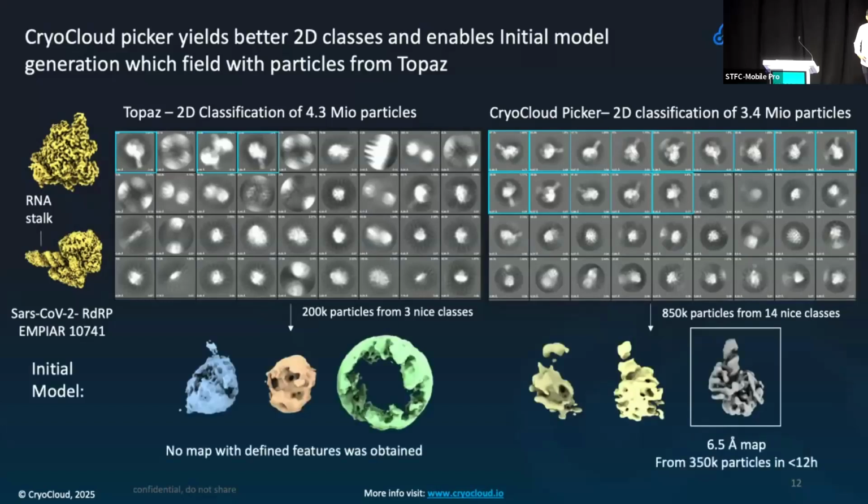respectively. And when we then run the initial model job on those nice 2D classes, we do not get a map with defined features from the Topaz picked particles, but we do get a nice map with this characteristic RNA stalk from the particles picked with our picker. Also for this data set, we noticed that there is a dimer class for the Topaz picked particles and not for ours, so we attribute that again to our improved centering precision.